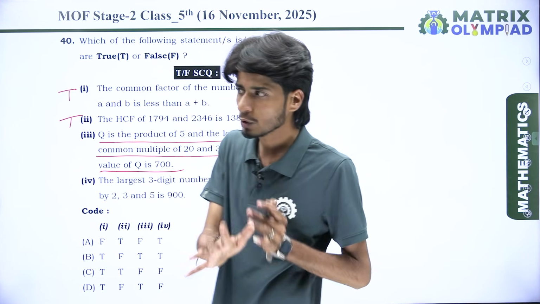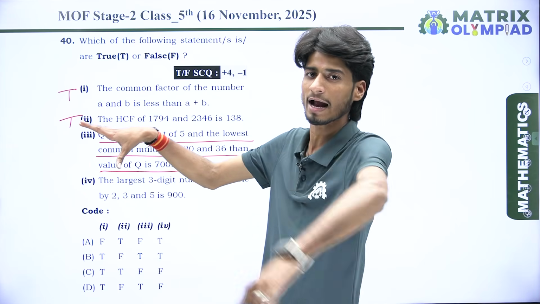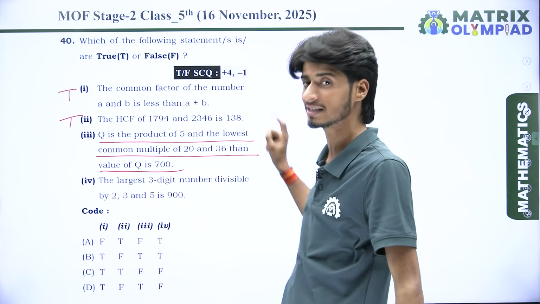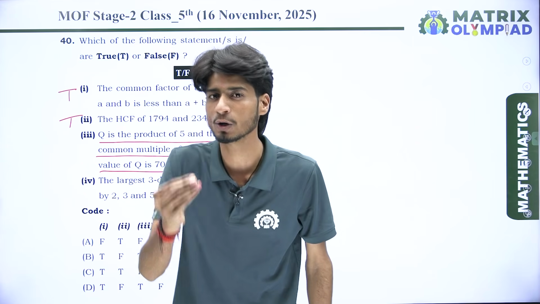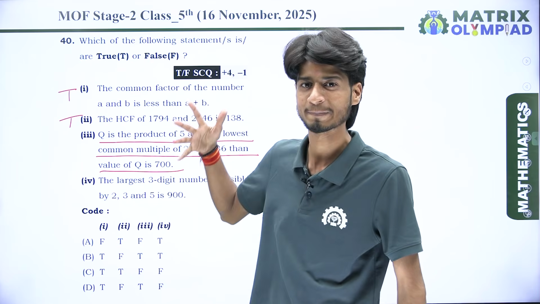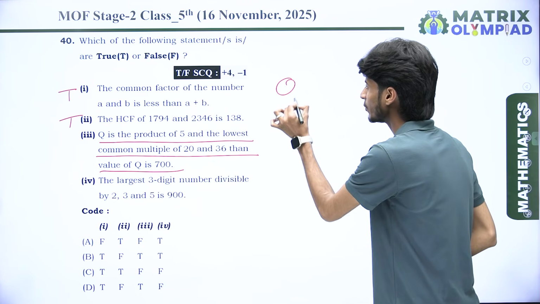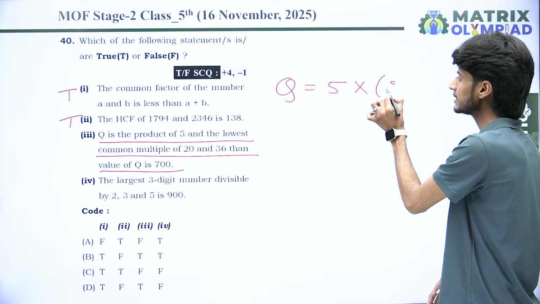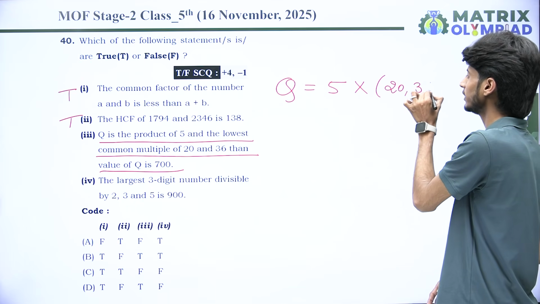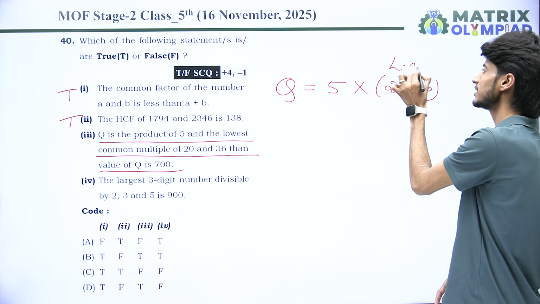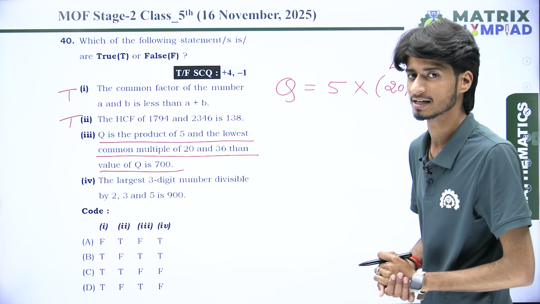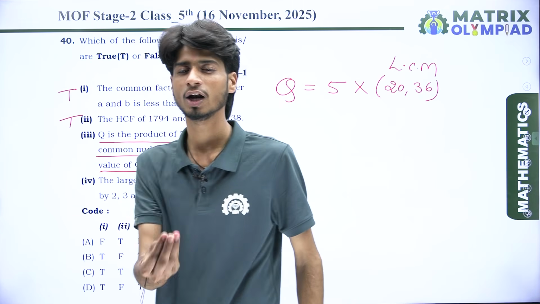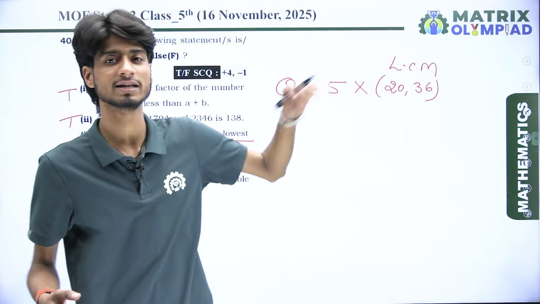That means Q is equal to the product of 5 and the LCM of 20 and 36, because LCM means lowest common multiple. Okay, so Q is equal to 5 multiplied by the LCM of 20 and 36. So first of all, find out the lowest common multiple of 20 and 36.